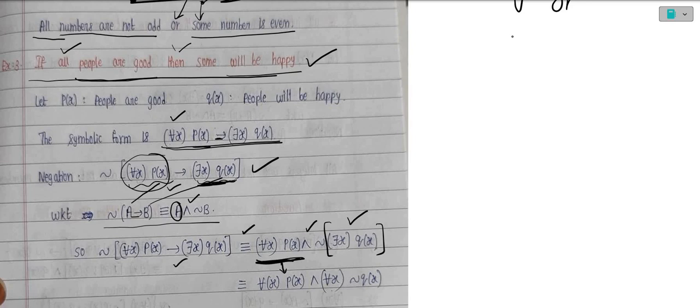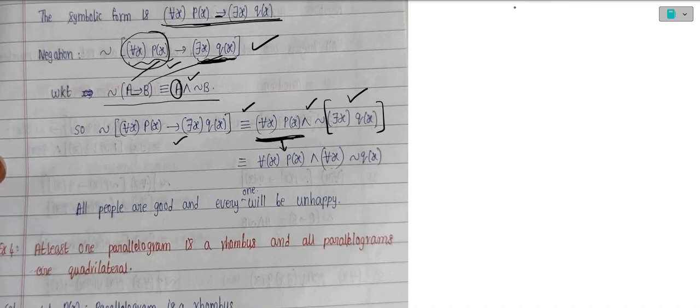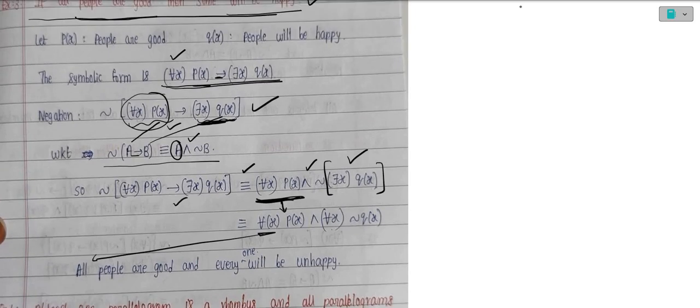So now I convert this symbolic form into a sentence, that is, for all is there. That's why I am writing all. P of X we know is people are good. That's why for this symbolic form I am writing all people are good. This is and. Again we have for all. For this one I am writing every. Negation of Q of X is there. This is, people will be happy is Q of X. Negation of this one is everyone will be unhappy. Happy becomes unhappy.